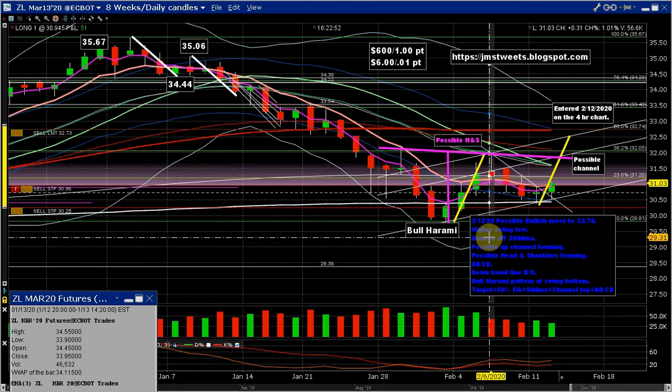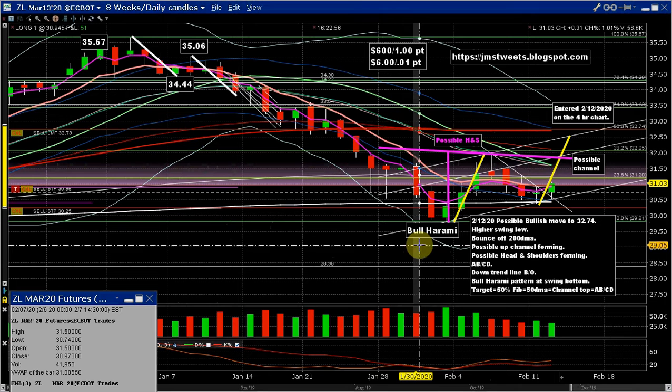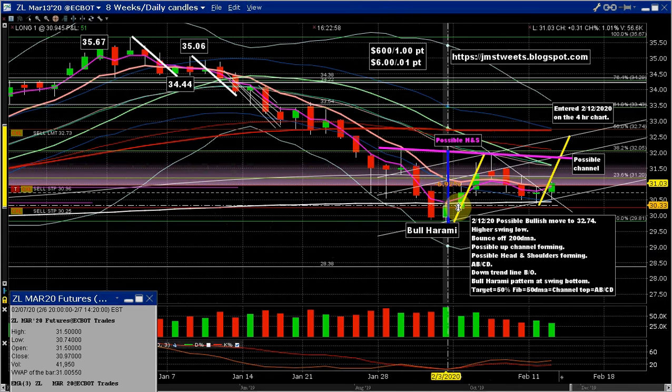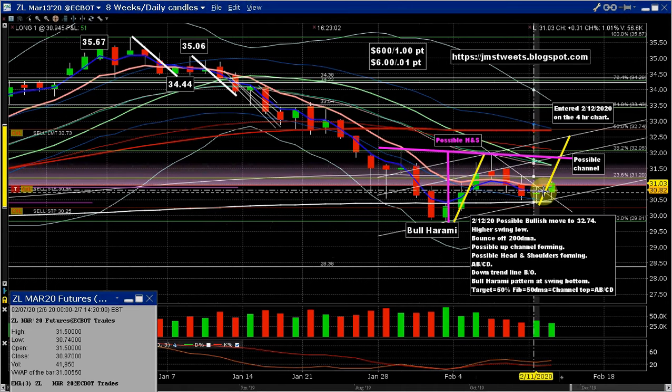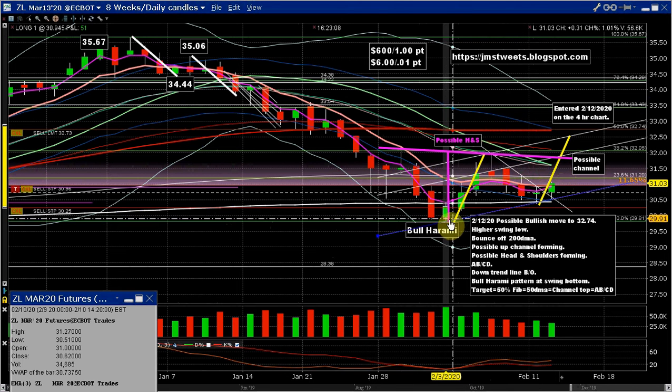So these are my notes. So let's see. Higher swing low. See this low here, this is a swing low. And then it went up, came back down, looks like it's starting to go back up. So this is another swing low, and this low is higher than this low. That in itself is bullish.